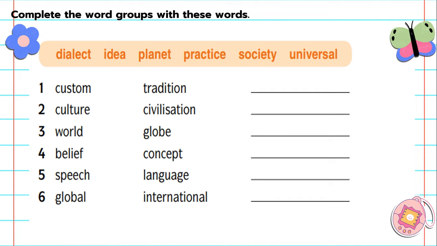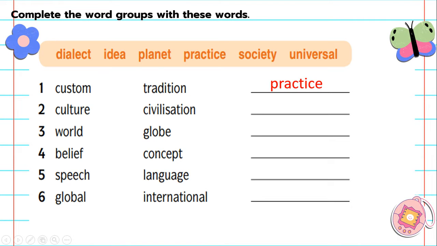You need to do this practice as well in the ClassKick link later. For example, the answer for number 1, we have custom, traditions, and practice. Those words have similar meanings, in a way.